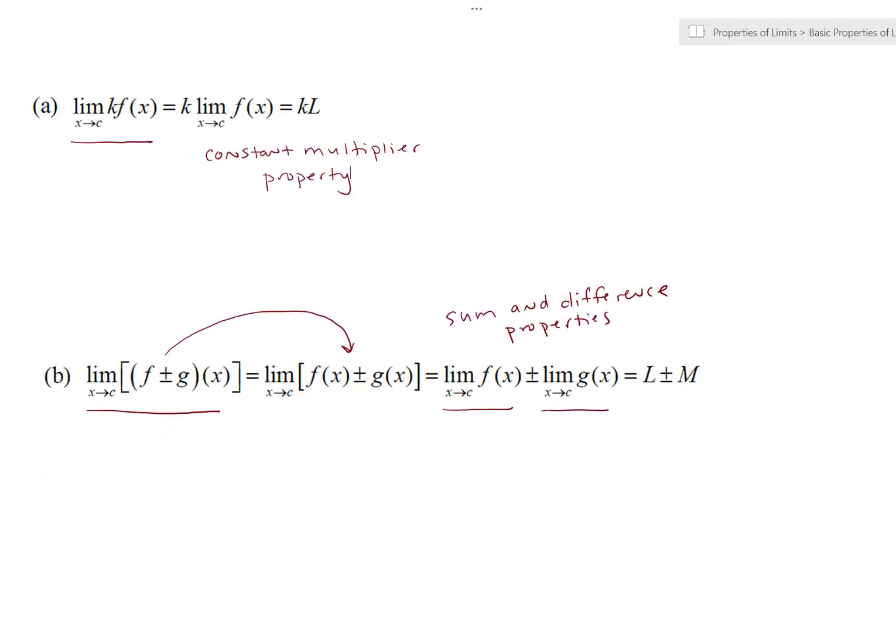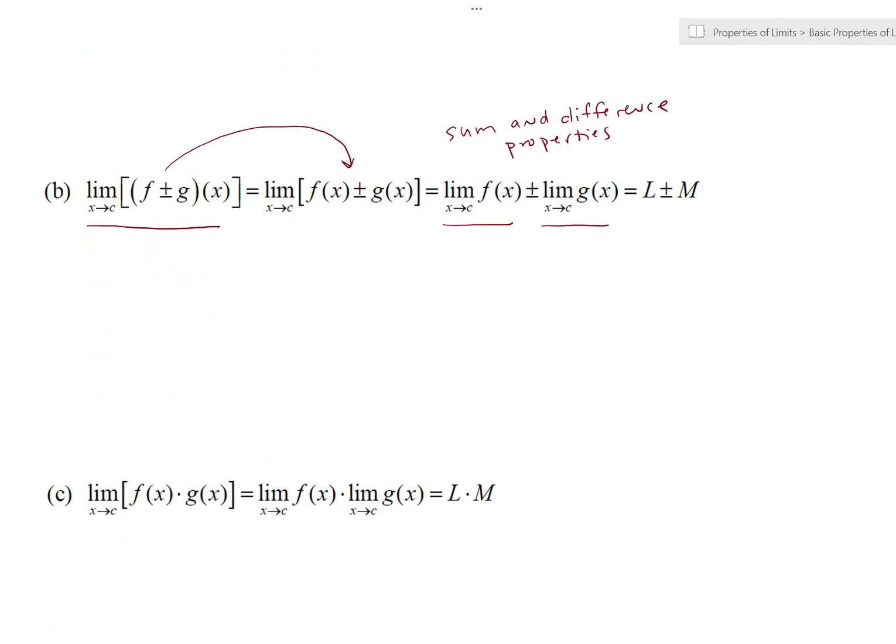A couple more properties here before we prove one of them. This one right here, the limit as x goes to c of f of x times g of x. If we wanted to, we could also write that product as f times g of x, just to remind you of some notation. So if we're taking the limit of a product as x goes to c, well then that's the limit as x goes to c of f of x times the limit as x goes to c of g of x, which is just L times m here. In other words, if you take the limit of a product, that's the product of the limits, assuming that we know the individual limits exist in the first place, and they're approaching the same x value. That, go figure, is the product property.